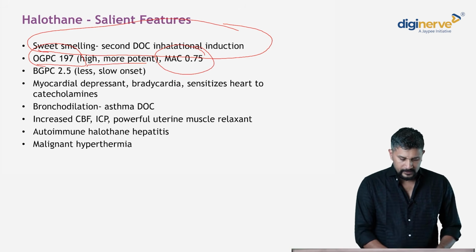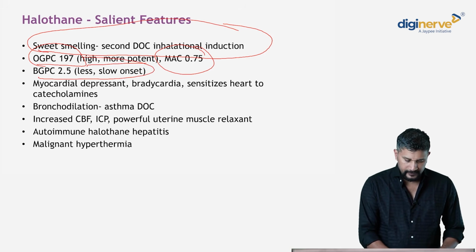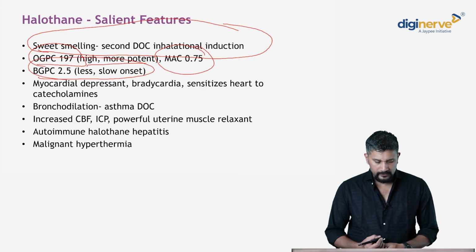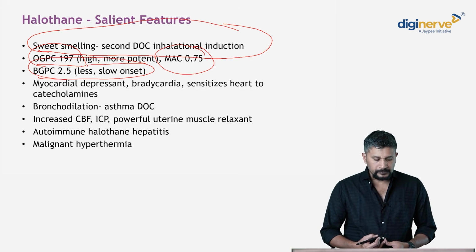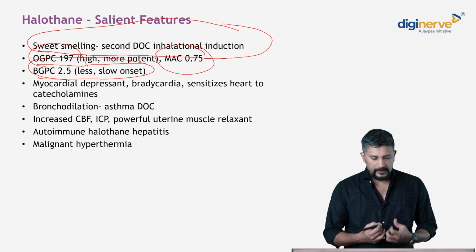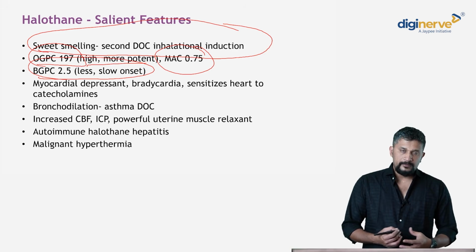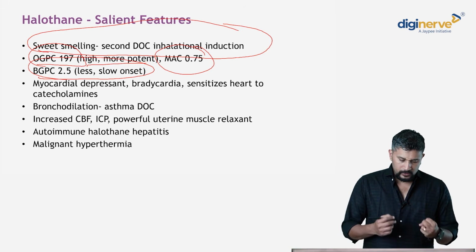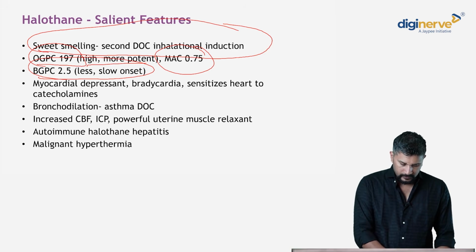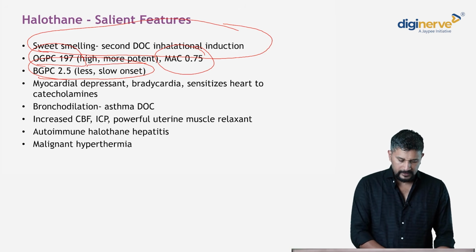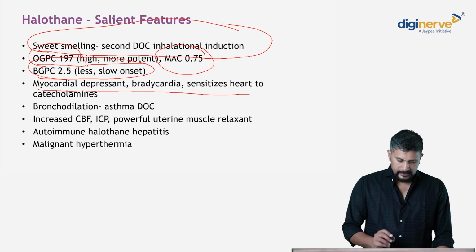A blood gas partition coefficient of 2.5, which is higher, and like we saw, those agents with a higher blood gas partition coefficient will have a slower onset and slower offset of your anesthesia, and therefore halothane will have a slower onset of anesthesia as compared to other inhalational agents.